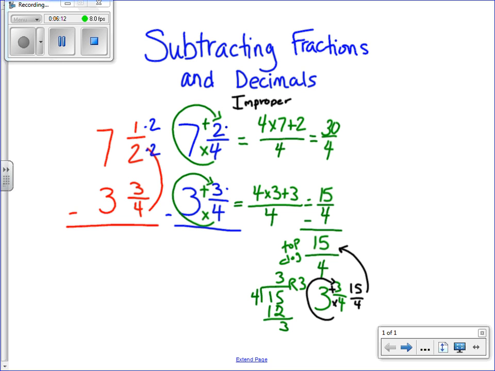The other thing that I could do is just make them fractions. So let's go back to 7 and 1/2. So here was our original problem, 7 1/2. And we were trying to subtract 3 and 3/4. Well, I know my fractions, I'm sorry, not fractions, decimals.